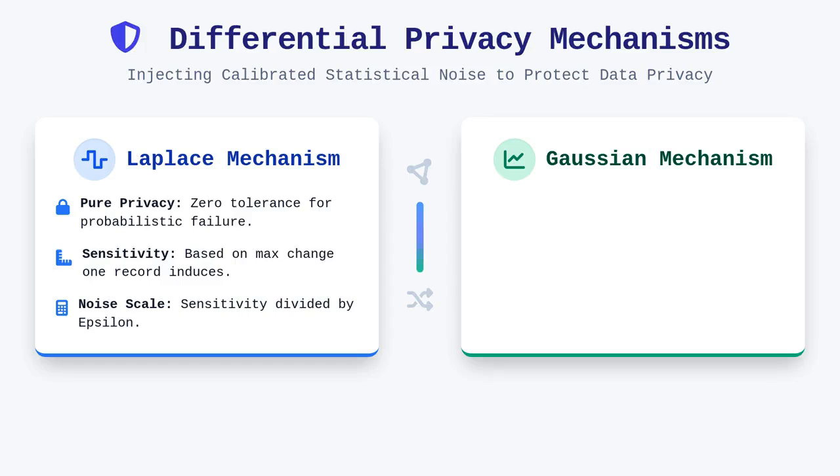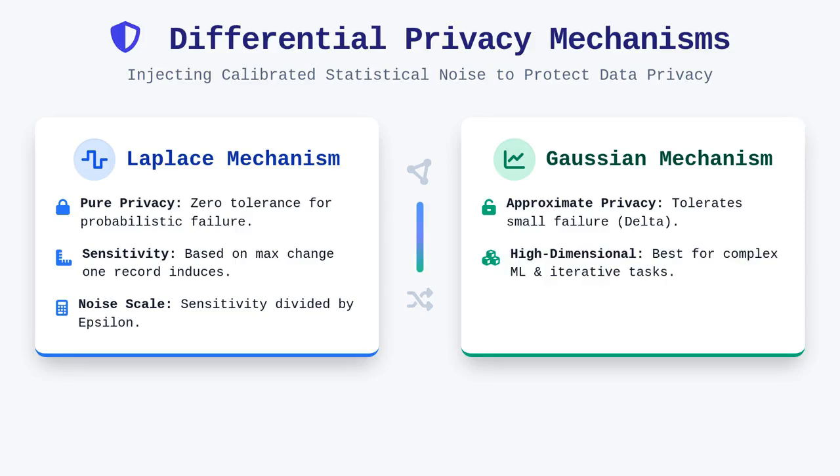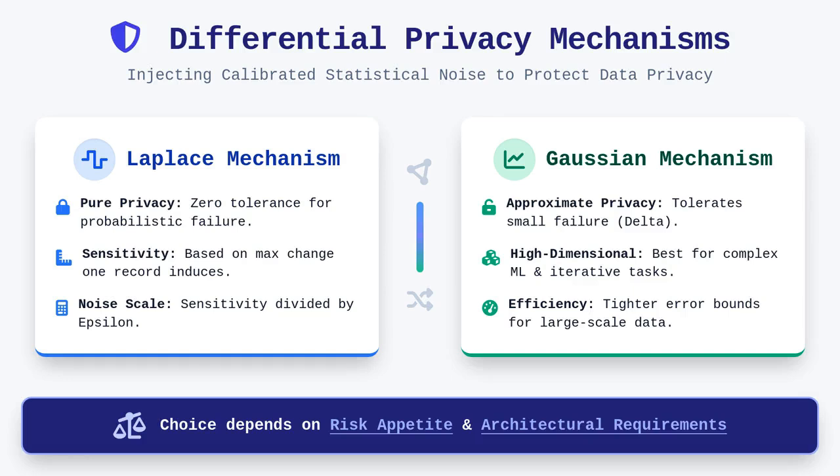The Gaussian mechanism, on the other hand, is often used in situations where we can tolerate a small probability of privacy failure known as delta. This relaxed requirement allows for more complex, high-dimensional queries, as the Gaussian distribution often provides tighter error bounds in large-scale machine learning or iterative analytical tasks. Choosing the correct distribution depends entirely on your specific risk appetite and the architectural requirements of your pipeline.